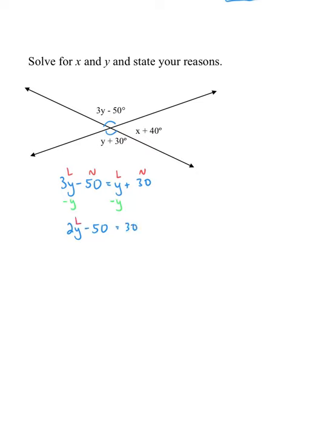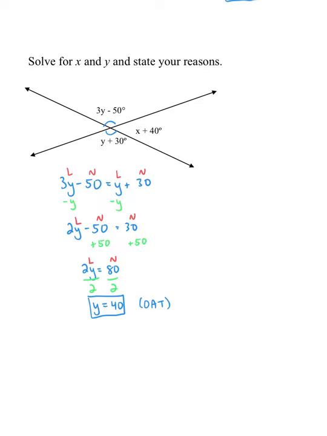So I have a letter and a number on the left side and a number on the right side. So I'm now going to bring all the numbers to the right side by adding 50. So 2y is equal to 80. So I have letters on the left side, numbers on the right side. So my final step is to divide by 2. So y is equal to 40. And the reason for that is because of the opposite angle theorem, or OAT.